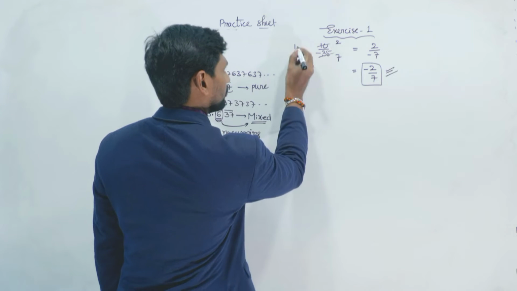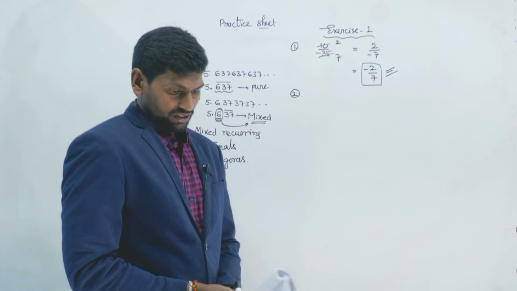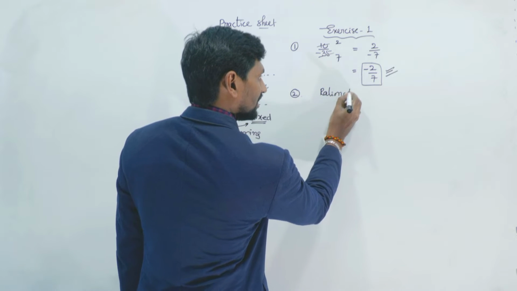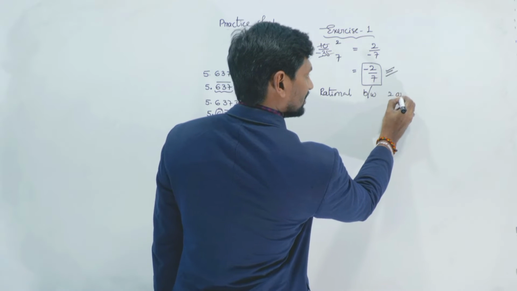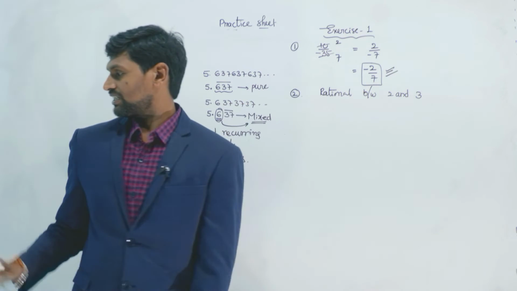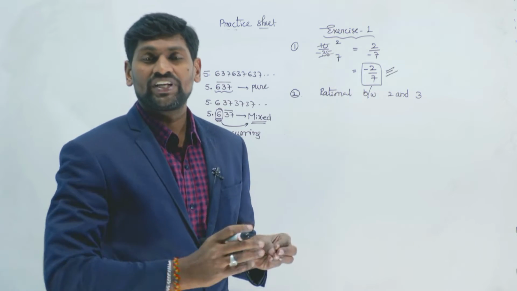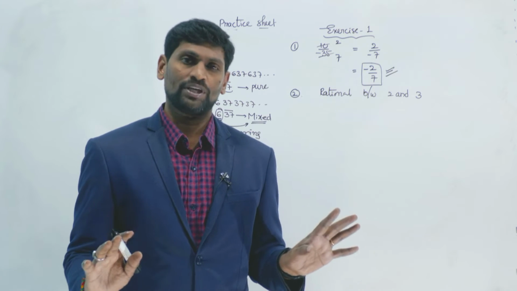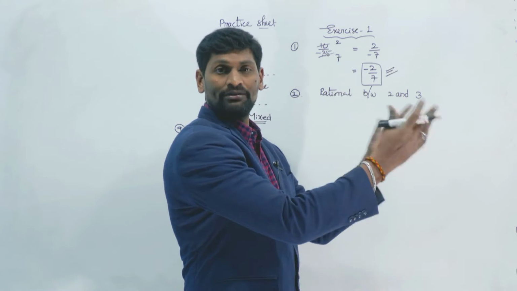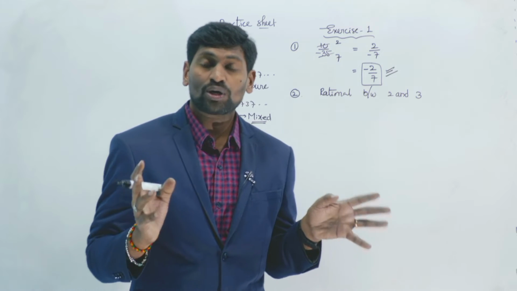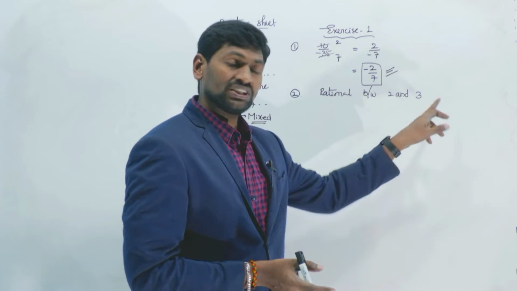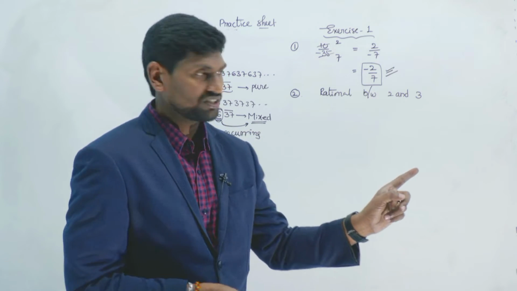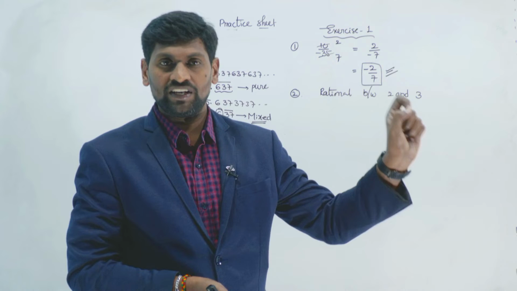Let us go to question number 2. A rational number between 2 and 3. We have discussed in our earlier classes that if you take any two numbers, whether they are natural, whole numbers, integers, whatever it may be, between them there are an infinite number of rational numbers. Here, between 2 and 3 also there are infinite rational numbers. But here they are asking for a rational number between 2 and 3.